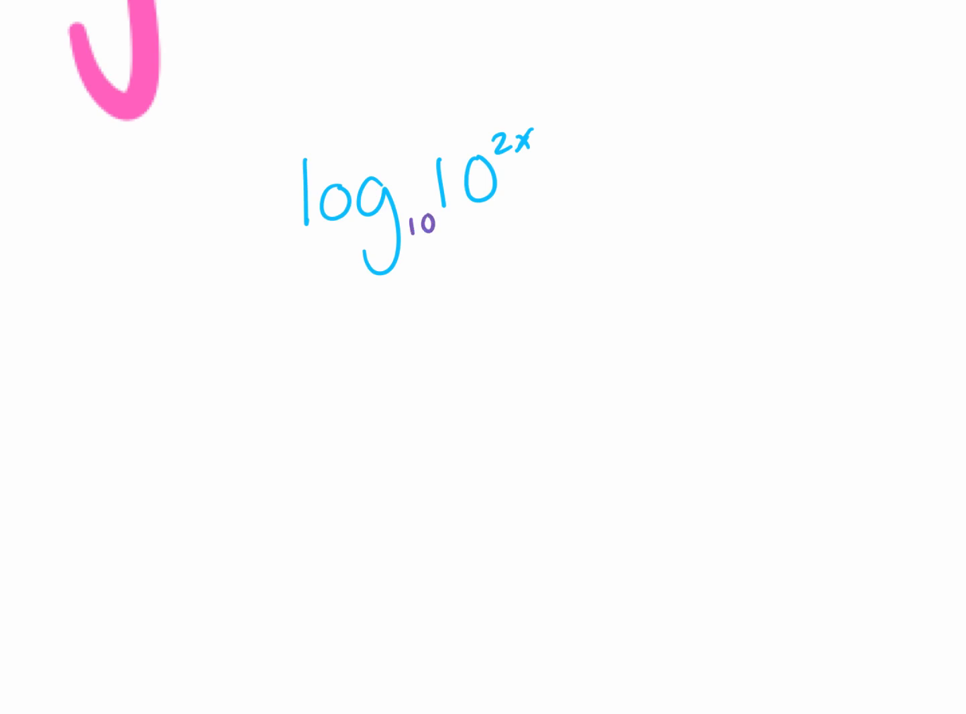So let's say I had log of 10 to the power of 2x. If I don't have a base written there, what's it implied that my base is? 10. So if this is log base 10 of 10, what would this simplify to? 2x. Perfect. The log base 10 of 10 cancels, and we're just left with the exponent there.